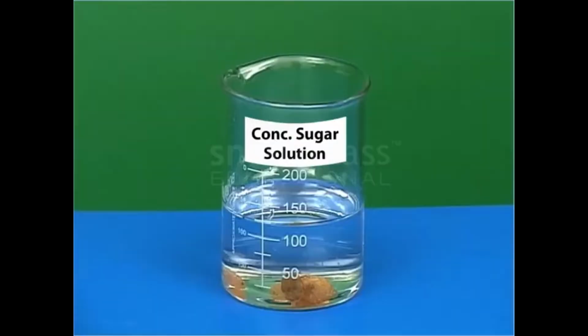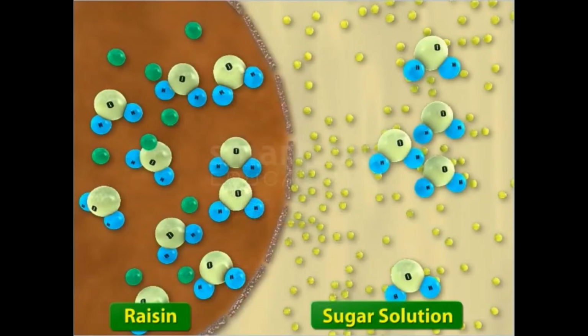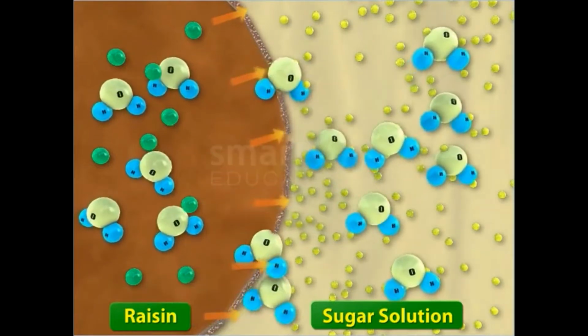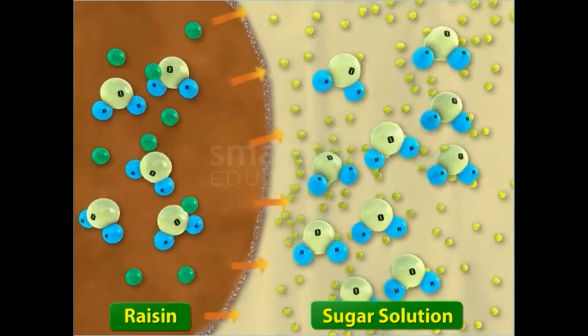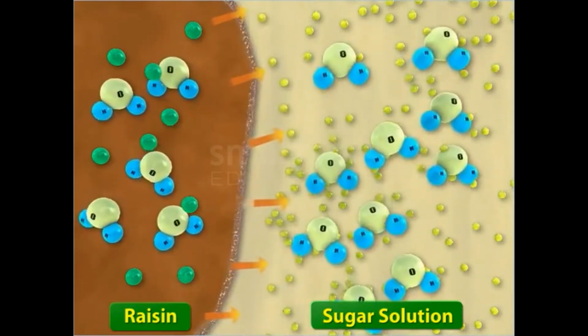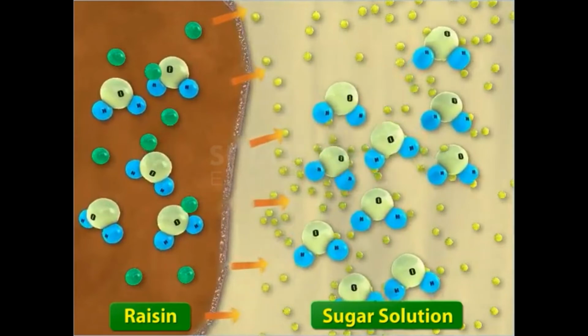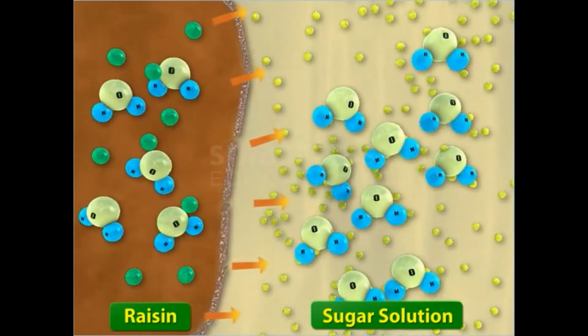This is the reason why the raisins taken in normal tap water have swollen when kept for some time. Now these raisins, which already have water in them, are taken in concentrated sugar solution. But here the concentration of the sugar solution is more compared to the concentration of the raisin. So the water molecules present in the raisin passed through the semi-permeable membrane and started entering the sugar solution. This movement of molecules resulted in shrinking of the raisins in concentrated sugar solution.